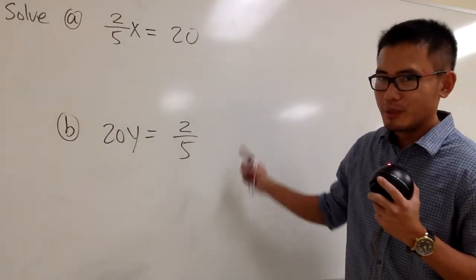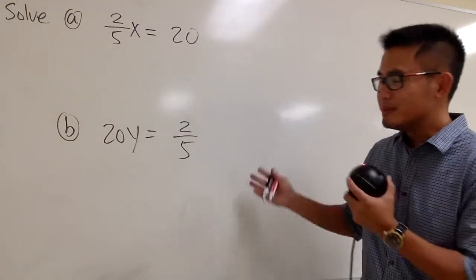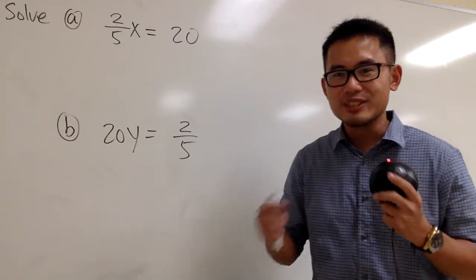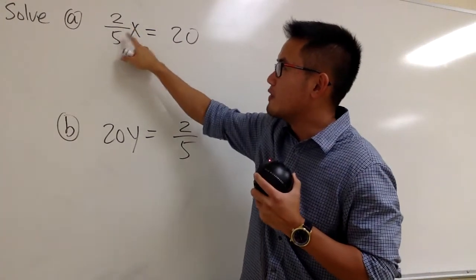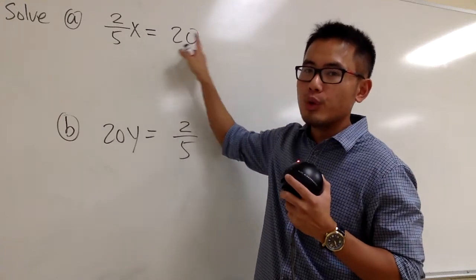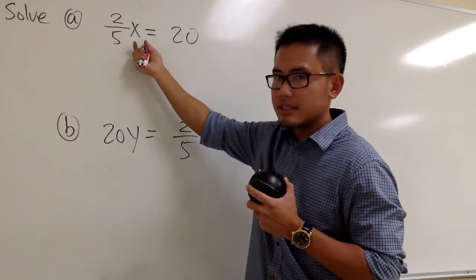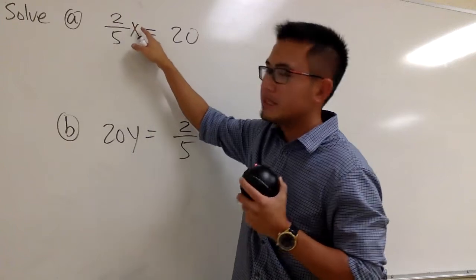Okay, we're going to solve these two equations, and be careful, they look similar and they also contain fractions, so do it carefully. So here's the deal. Right here for the first one, we have 2 over 5 times x, and that's equal to 20. Here's the x, and we have 2 over 5 times x.